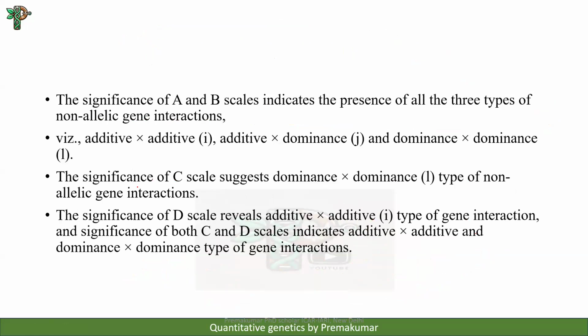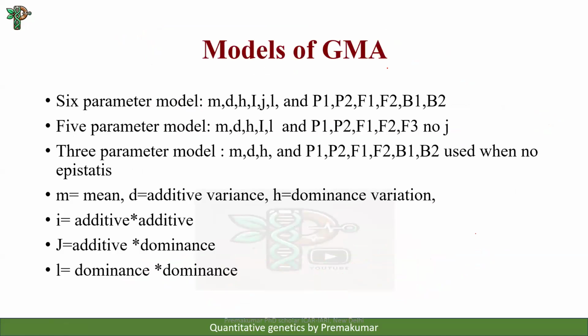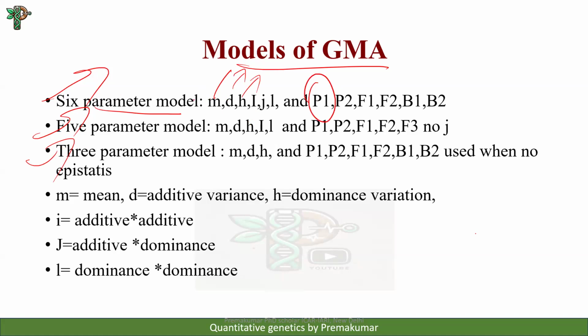Then, the significance of A. First we will see what the different models of GCM are. We have the six parameter model, five parameter model, and three parameter model. In the six parameter model, we can estimate all the parameters: additive variance, dominance variance, and epistatic variance. The populations used in the six parameter model are parent one, parent two, F1, F2, backcross one, backcross two.